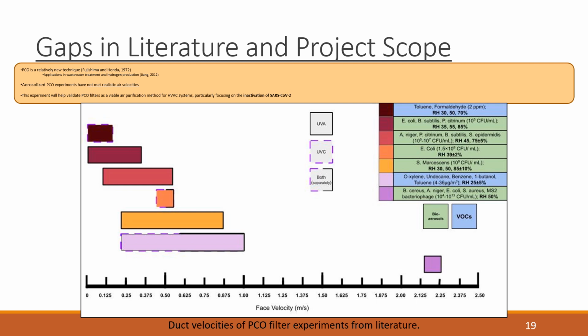Realistic duct velocities are usually greater than 2 meters per second, while the majority of existing experiments are below 1 meter per second. Our experiment will help validate PCO filters as a viable air purification method for HVAC systems by working to fill in these gaps, while also particularly focusing on the inactivation of SARS-CoV-2.